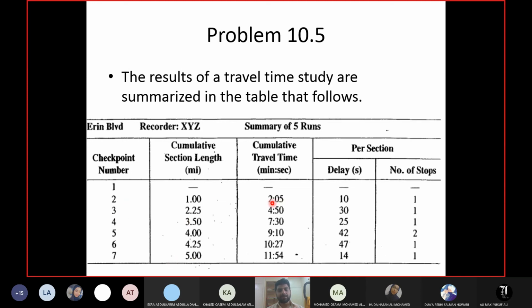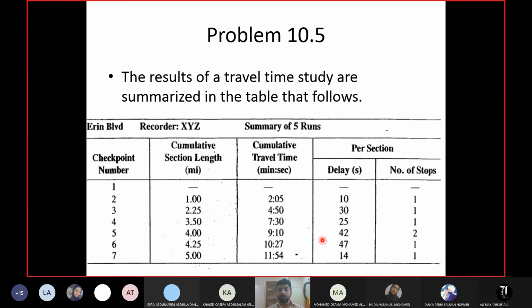Then the travel time is given in minutes and seconds, and again it is cumulative. So this one is from 1 to 2, 2 minutes 5 seconds. This one is from 1 to 3, 4 minutes 50 seconds. This one is from 1 to 4, 7 minutes 30 seconds. So the total travel time from 1 to 7 is 11 minutes 54 seconds.